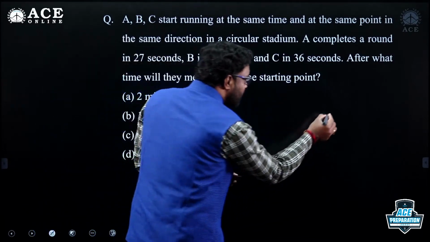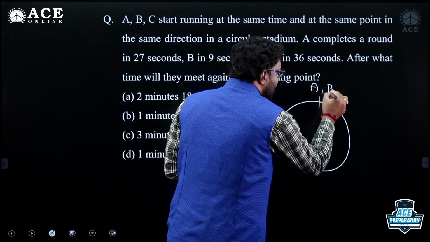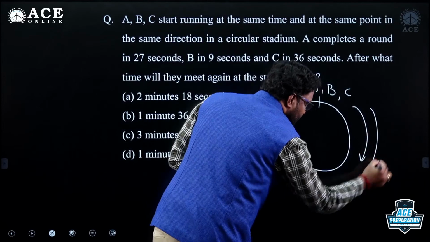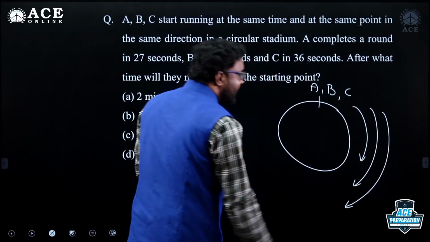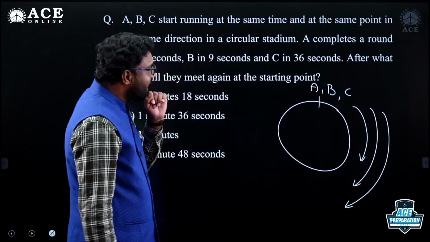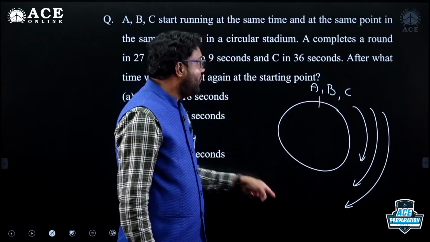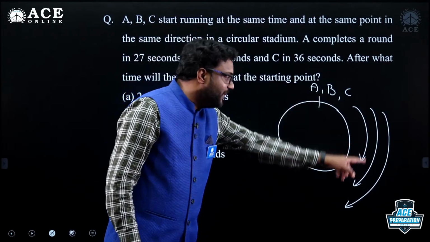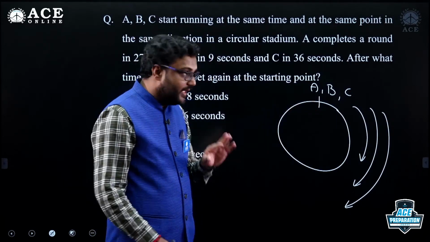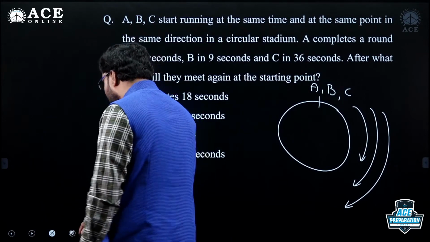Now my dear friends, in a circular track, suppose A, B, C, all these 3 people start at this point, moving in the same direction. Let's consider they are moving in this direction. A can complete 1 round in 27 seconds. B can complete 1 round in 9 seconds. C can complete 1 round in 36 seconds. When will they meet at this starting point again? So guys, let's apply LCM, then I'll explain how this is internally going on.